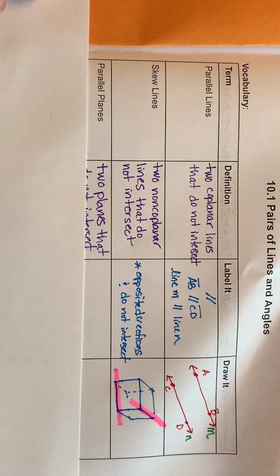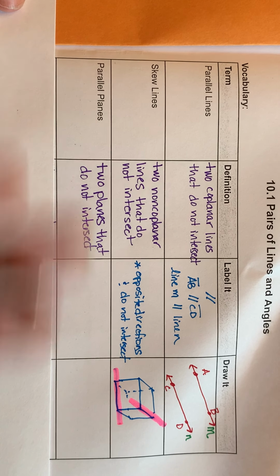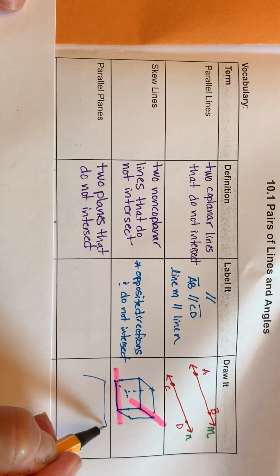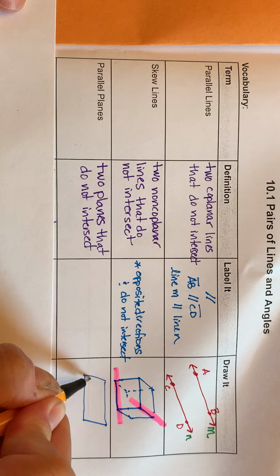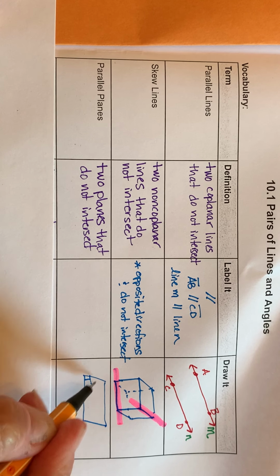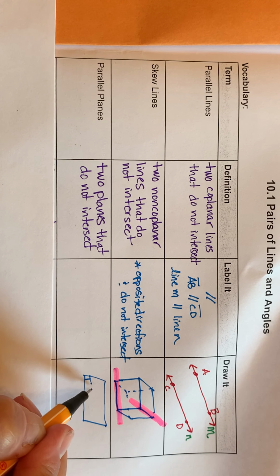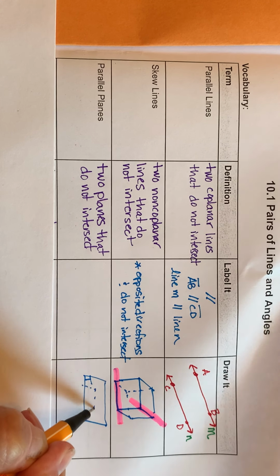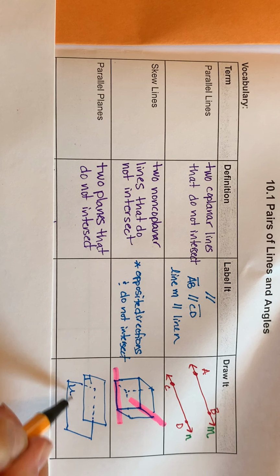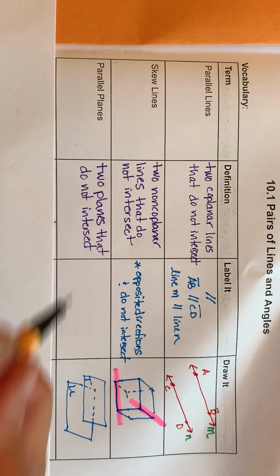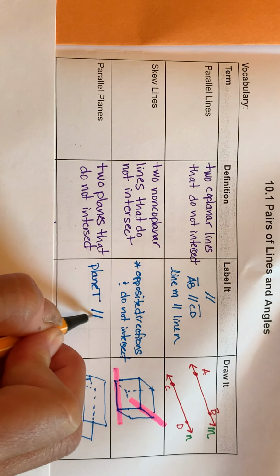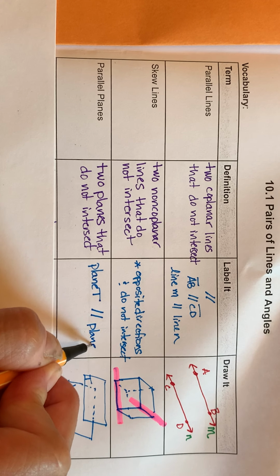Planes can be parallel, so you can have the floor and the ceiling, for example. If you have a plane T, a lot of times a plane is represented by a parallelogram with a capital letter in the corner. This plane is underneath it. We'll call it plane U. They are on top of each other, but they don't intersect. And again, you can label it by saying plane T is parallel to plane U.